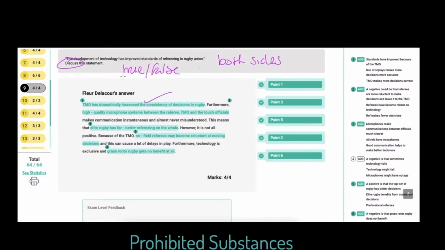So we're arguing for. Furthermore, high-quality microphone systems between the referee, TMO and touch officials, we're arguing for, or true, make communication instantaneous and never misunderstood. This means elite rugby has far better refereeing on the whole. We're saying it's true. However, it is not all positive.